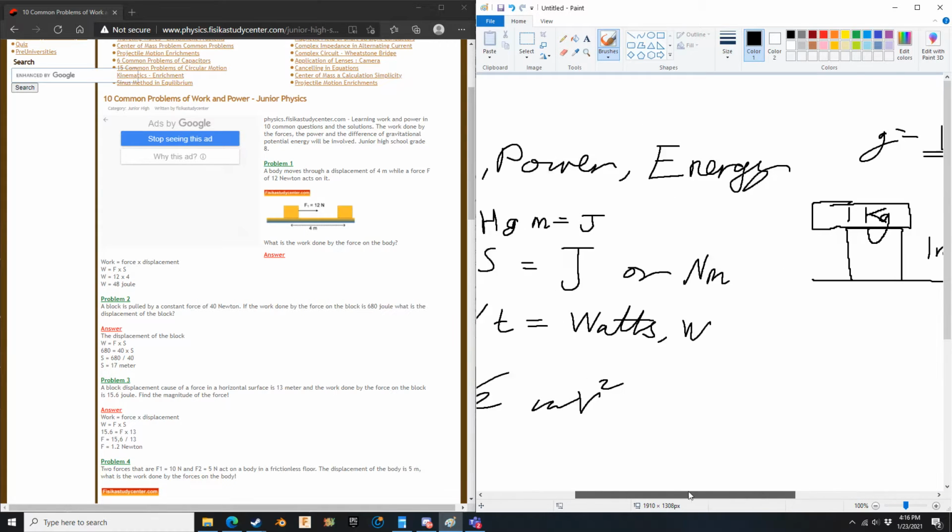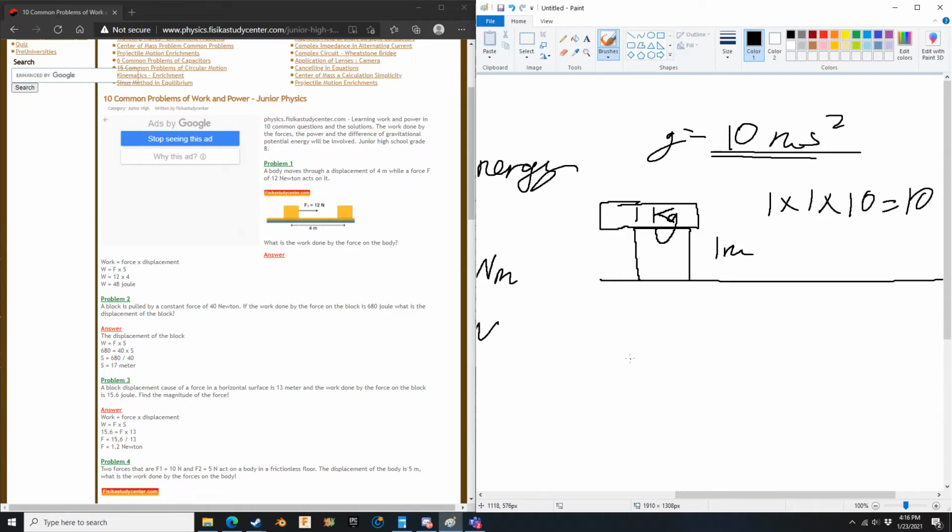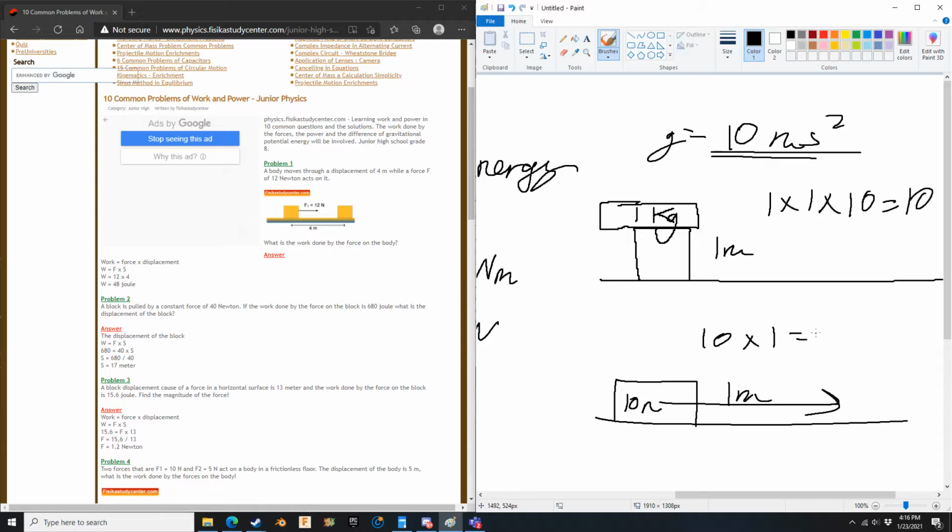Right, and next we have work. Work is force times displacement. So let's have the ground again. There's a block on top of it. It moves 1 meter. And to move it 1 meter, we need to apply a constant force of 10 newtons. So we just do 10 times 1, and then we get 10 as well.